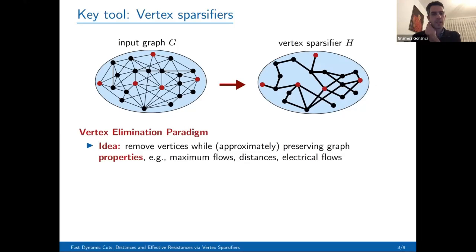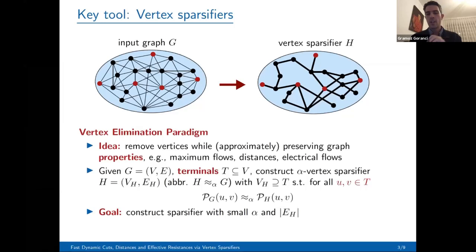So let me try to tell you briefly at a very high level what a vertex sparsifier is. The idea is as follows. You're given a very big graph G, and you have a labeling of the vertices. Some of the vertices are labeled red, and the rest are labeled black. You care a lot about the red vertices. These red vertices are widely referred to as terminals in the literature. The goal is to come up with a graph H, which is much smaller than G, and retains these terminal vertices. So it must include the terminal vertices, but can also have additional vertices.